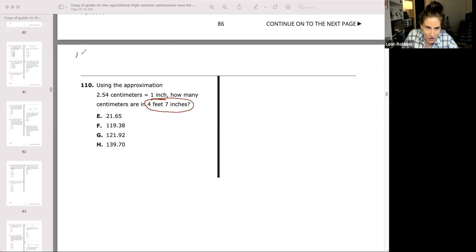One thing we should just know is that every 12 inches is equal to 1 foot. I hope that we know this. Just think about a ruler, 12 inches every 1 foot. So what does that mean here? That means that if I do 4 times 12, I'm going to figure out the number of inches in 4 feet. 12 times 4 is 48. And I've got these extra 7 inches here. In total, 48 plus 7, I am dealing with 55 inches.